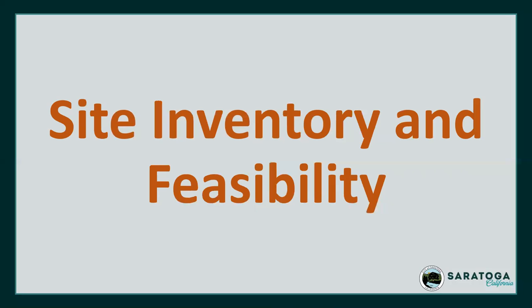Preparing a site feasibility analysis is the second step in addressing the adequate site requirement. In addition to providing a list of sites, cities must prepare an analysis that demonstrates which sites can accommodate housing needs at different income levels.